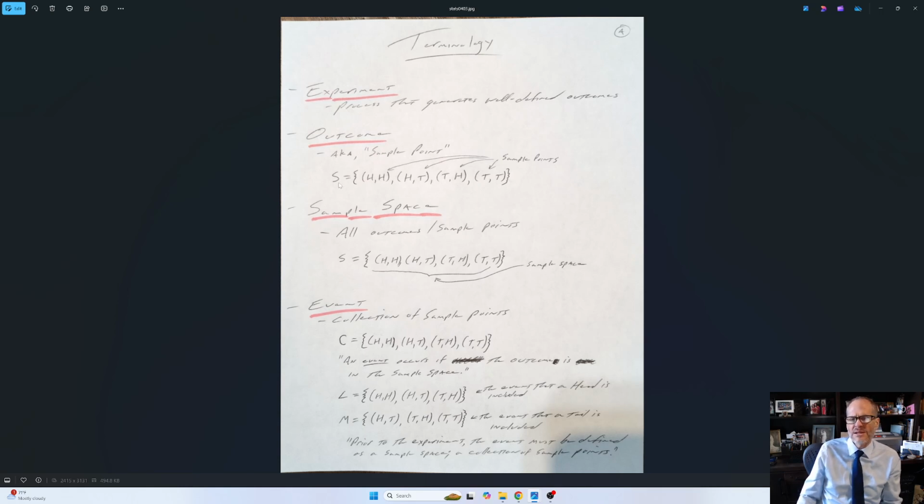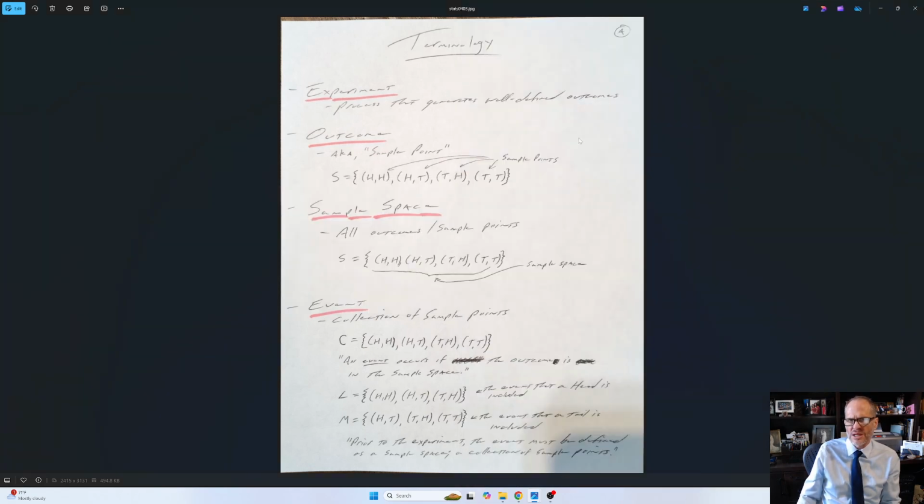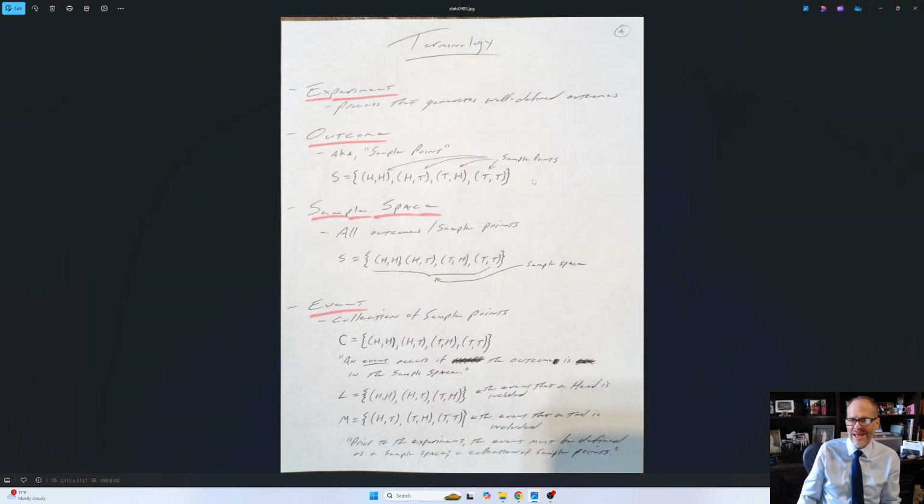So how many sample points would be in the sample space if we had 2 outcomes for 3 steps? So it would be 2 times 2 times 2, and that would be 2, 4, 8. So we'd have 8 sample points in our sample space.